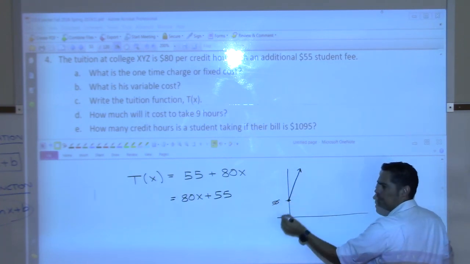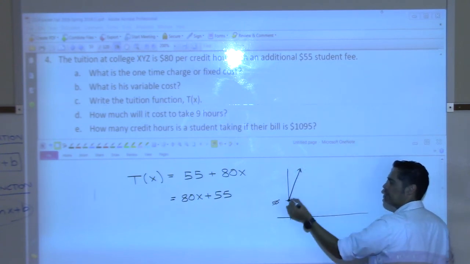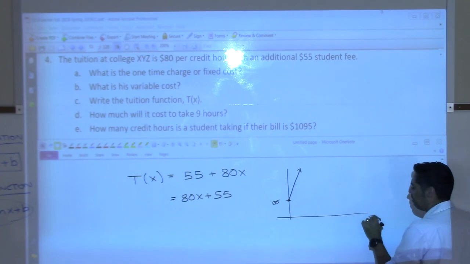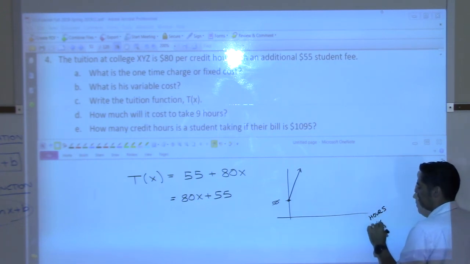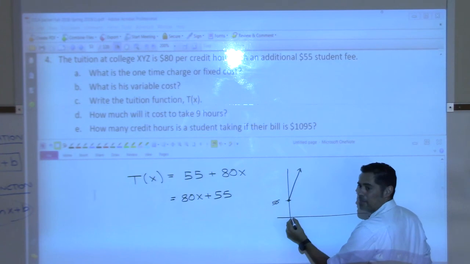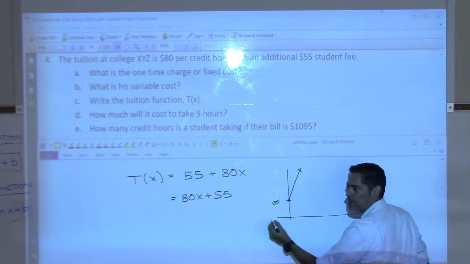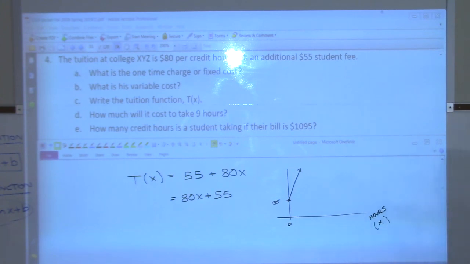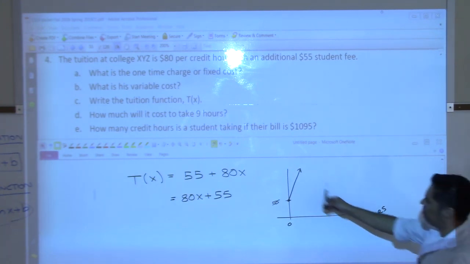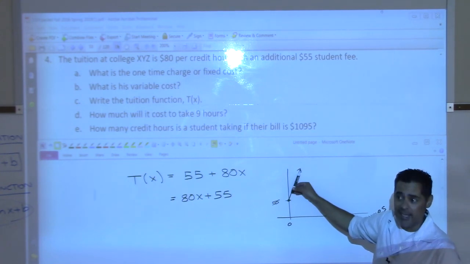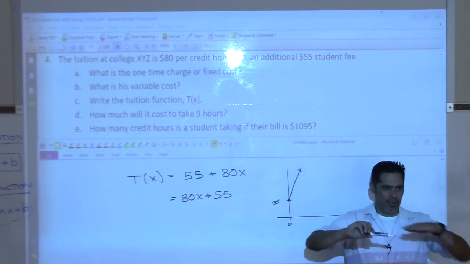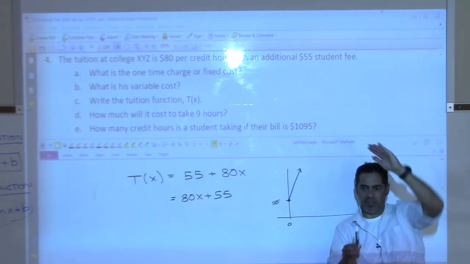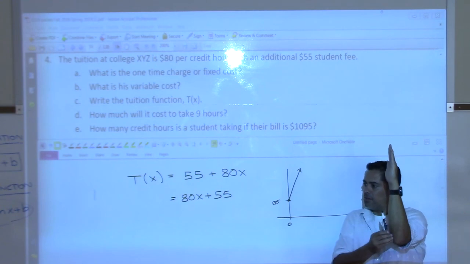Why am I not drawing the line backwards? Like, why am I always starting here and going this way? Why am I not doing this? This is the number of hours you're taking, right? This is x. So it doesn't make sense to talk about taking a negative number of hours. So this only makes sense from 0 on. And I made the line go pretty steep because the slope is 80, right? So remember, 0 slope, 1, 2, 3, 4, 5. I talked about this in class. And then vertical is undefined.